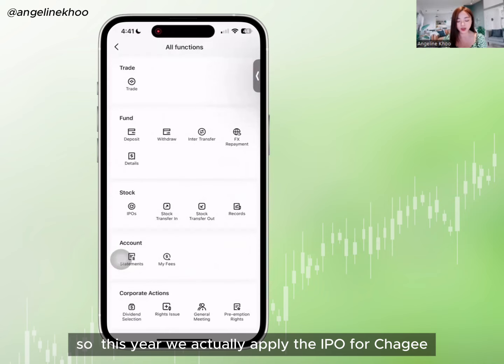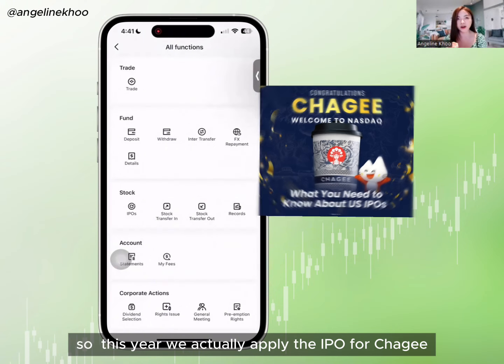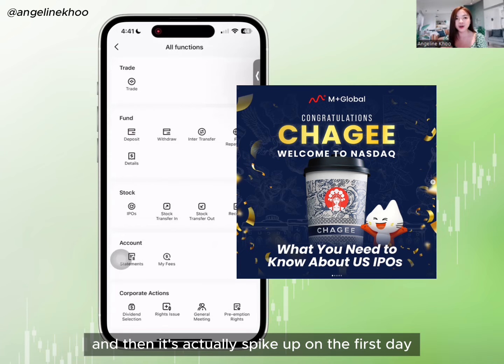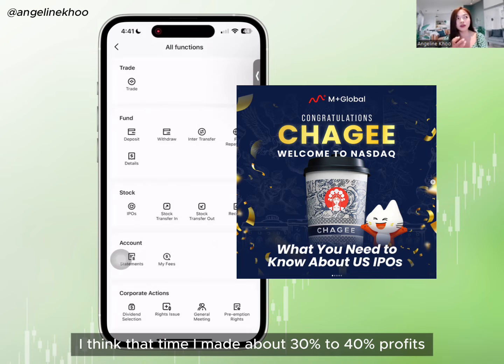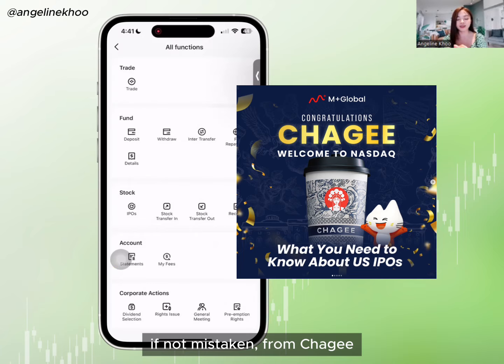This year we actually applied for the IPO for Chagi, and then it actually spiked up on the first day. So if you only buy it on the first day, now I think you have losses. But if you subscribe before the IPO and then when it listed, you sell it away, I think at that time I made about 30 to 40% profits, if not mistaken, from Chagi.